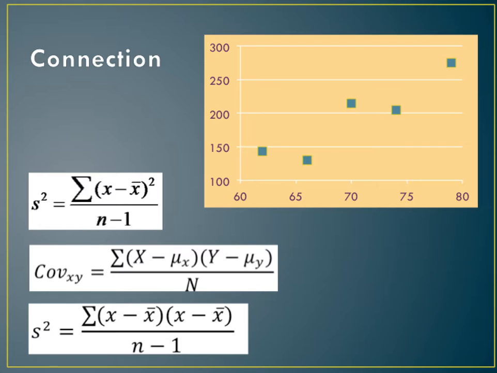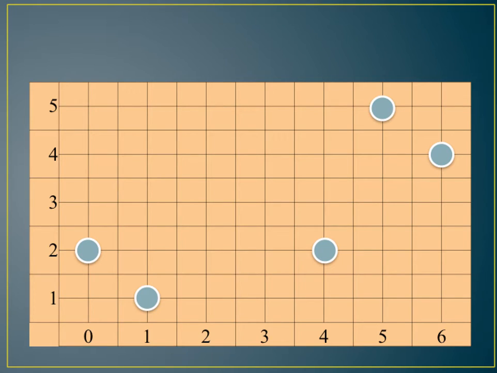So this time, what our model is saying is that as one variable is changing, so is the other one, or it's not. That's the question that we have here. So now we can plot based on the values we have. We have one where the x value is 0 and y is 2, then 1 and 1, 4 and 2, 5 and 5, and 6 and 4.